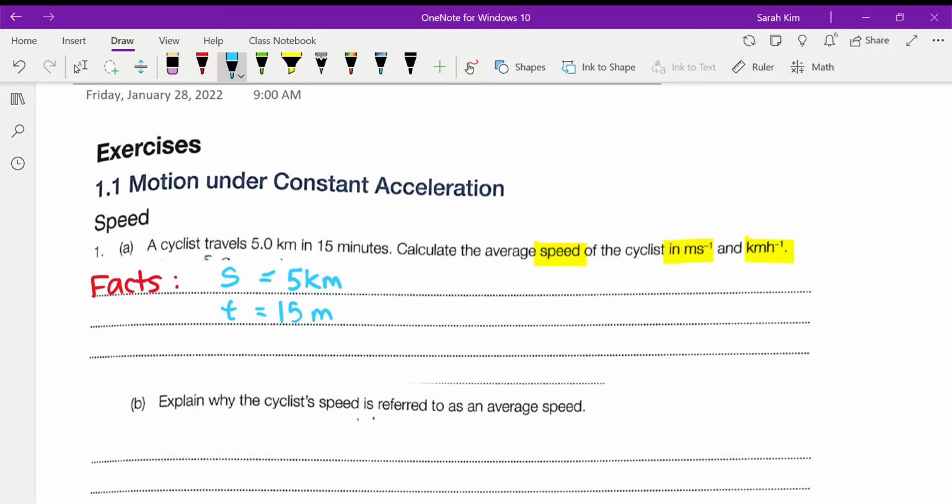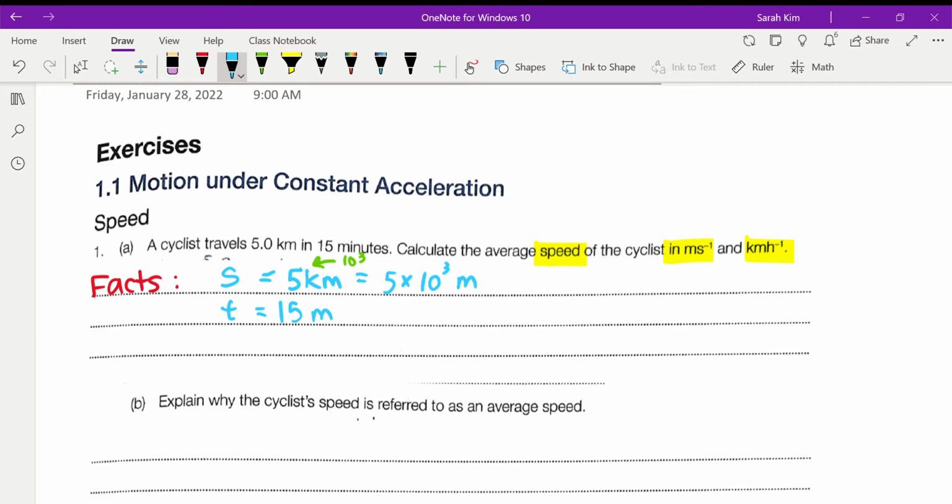Now, before I'm able to use a formula to calculate the speed, I have to make sure that's in a standard unit. So I'm going to make sure this is in meters. So you times 1,000 because technically a K is 10 to the power of 3. So 5 times 10 to the power of 3 meters is 5,000 meters.